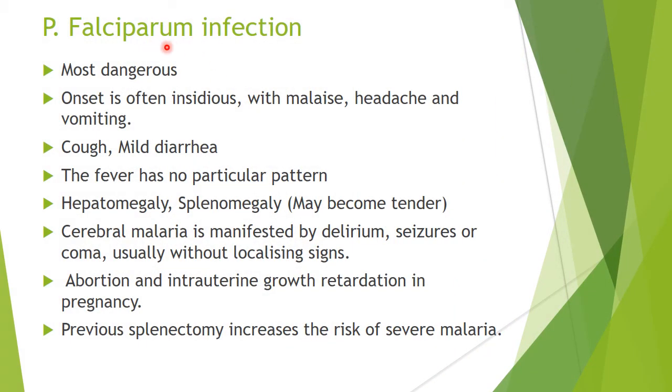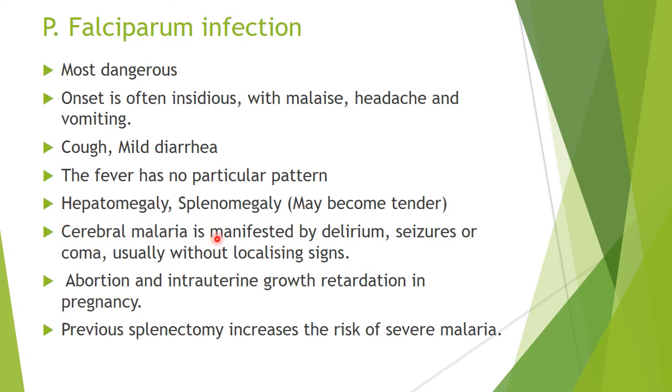So about the Plasmodium falciparum infection, this is the most dangerous of all. The onset is often insidious with malaise, headache and vomiting. There is cough and mild diarrhea. Every system can be affected. The fever has no particular pattern. There is hepatomegaly and splenomegaly which may become tender. Tender splenomegaly may be present.